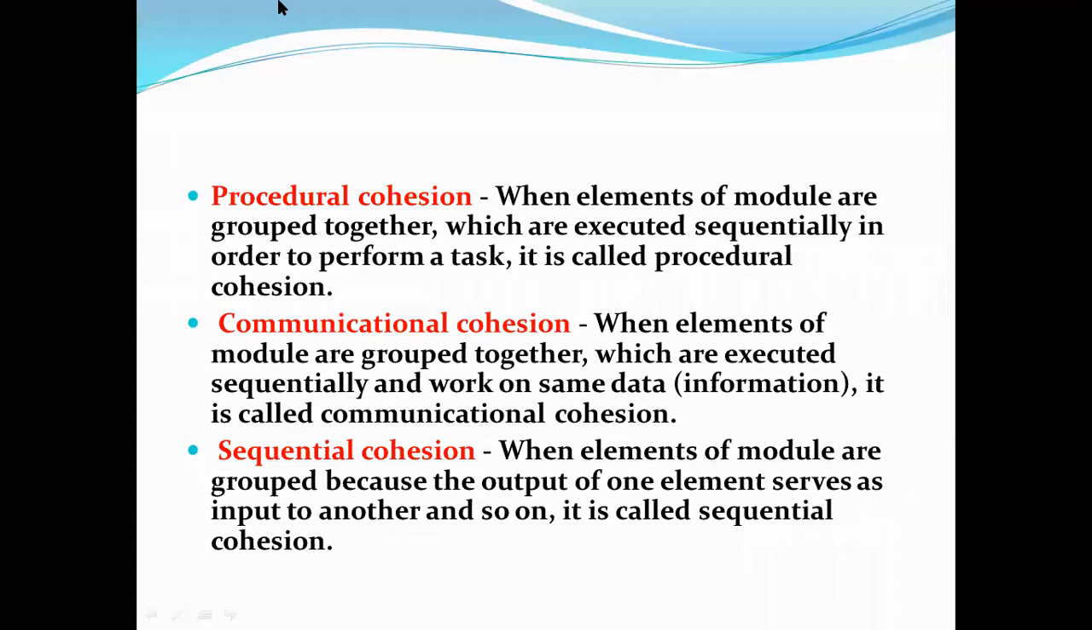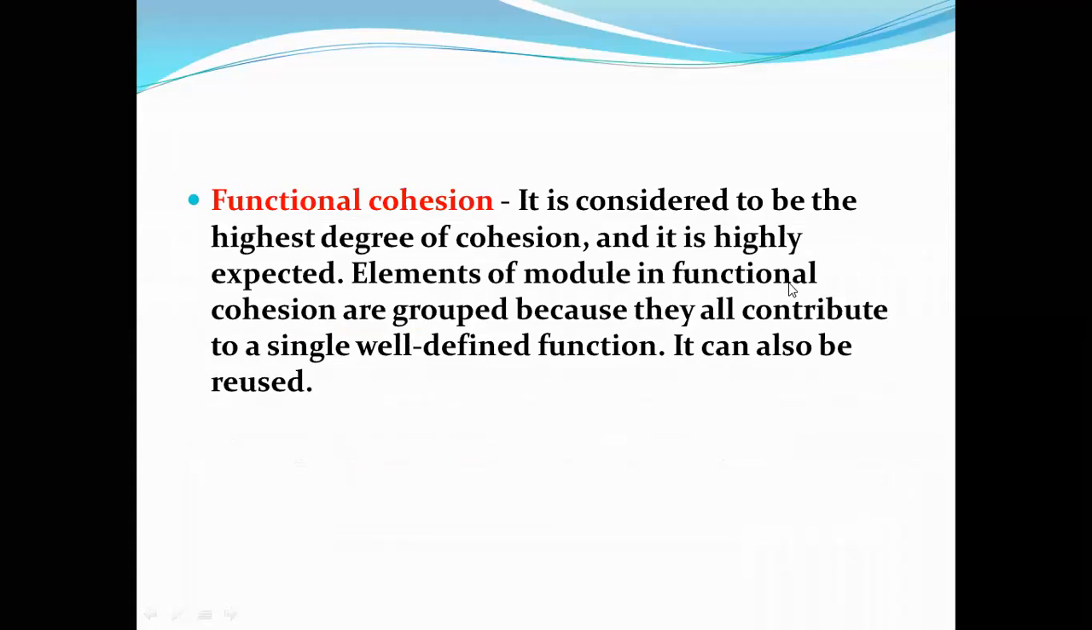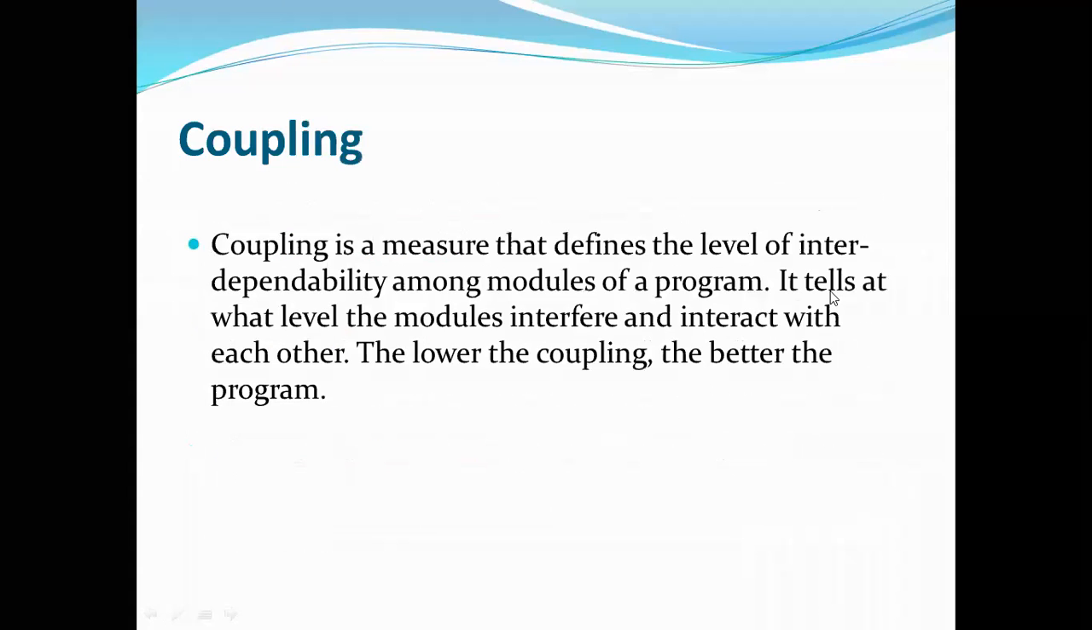Next is coupling. So, what is coupling? Coupling is a measure that defines the level of interdependability among the modules of a program. So how does coupling differ from cohesion?